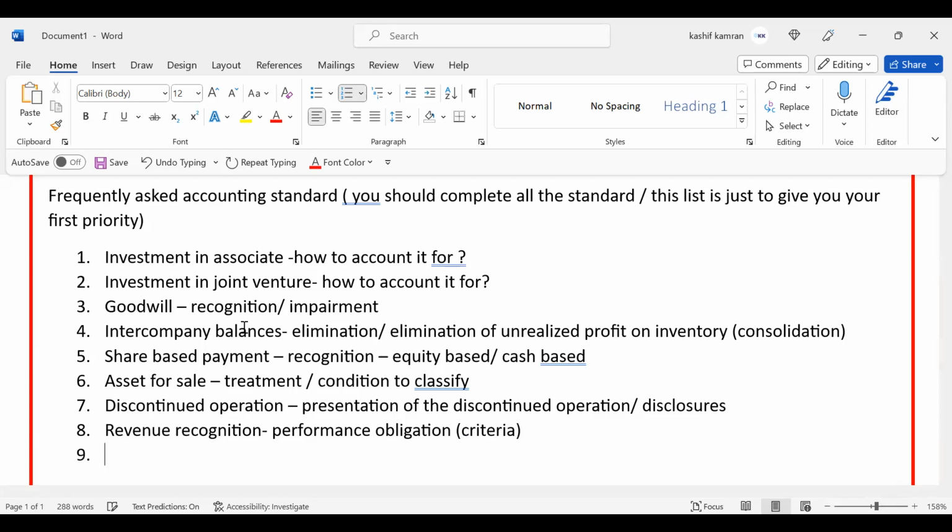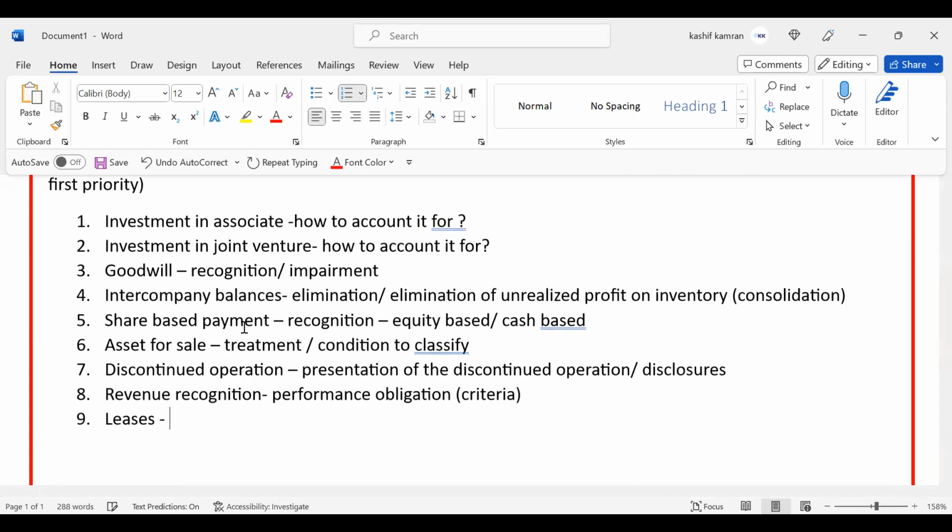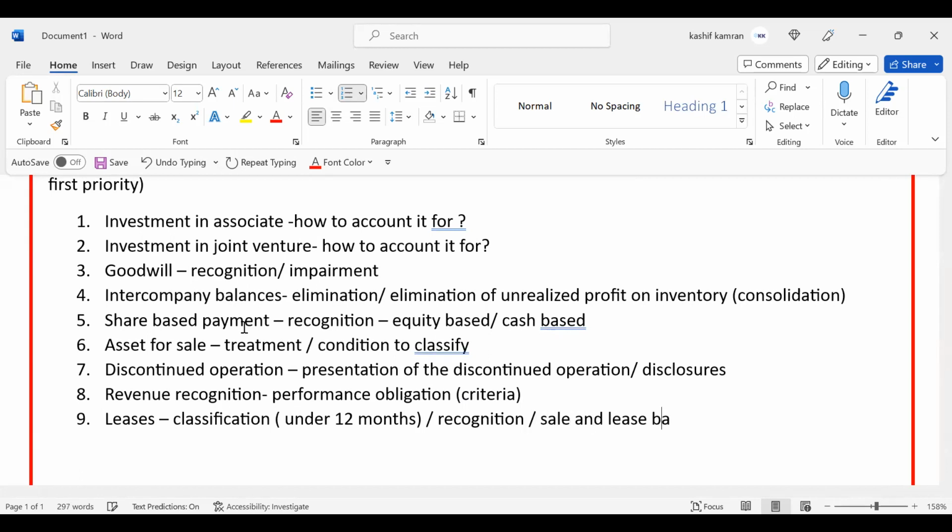So that's one thing. Leases come a lot. Leases in terms of knowing the classifications of the lease, primarily the leases under 12 months and how to recognize them. Even sale and leaseback is a very favorite parameter of the examiner. You should know the treatment of sale and leaseback, which is very popular among the examiner. These are more frequently asked, right? This is not an exhaustive list.